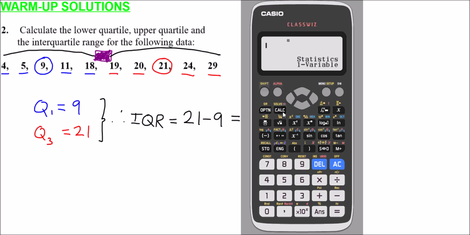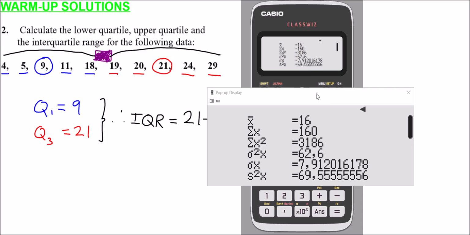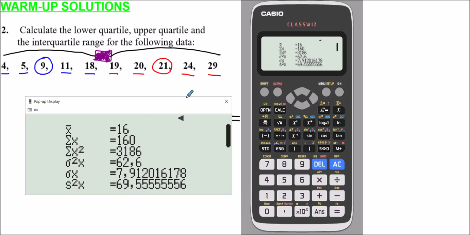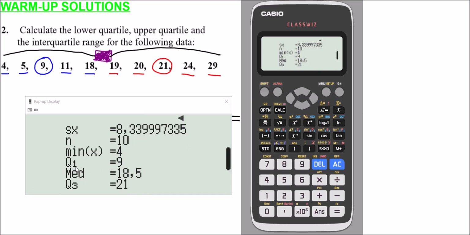To perform calculations on what we just entered, press OPTN for option, then press 2 for one variable calculation. Again, I'll make this bigger for you so you can see it clearly. Here's the data been calculated, all these statistics. This page isn't of interest to us for this particular question. So scroll down, press this button here on your calculator. We want Q1, which is 9, which is what we got, and Q3, which is 21, too.